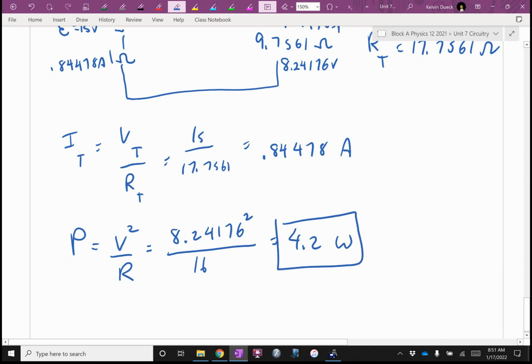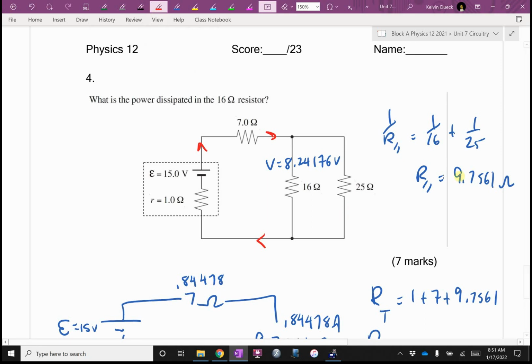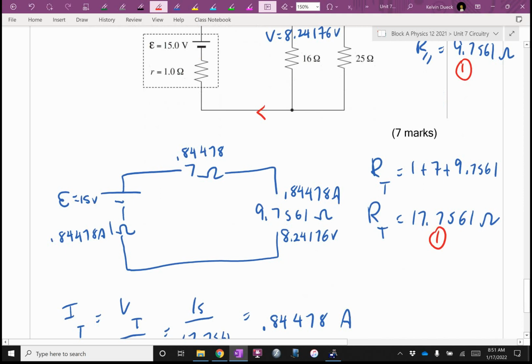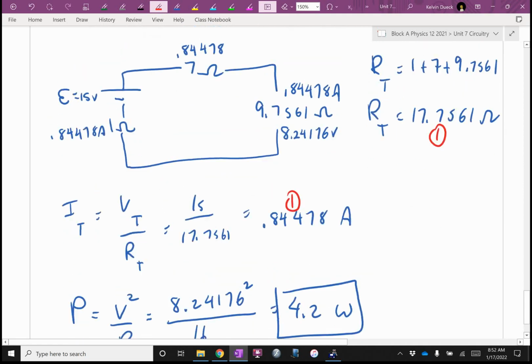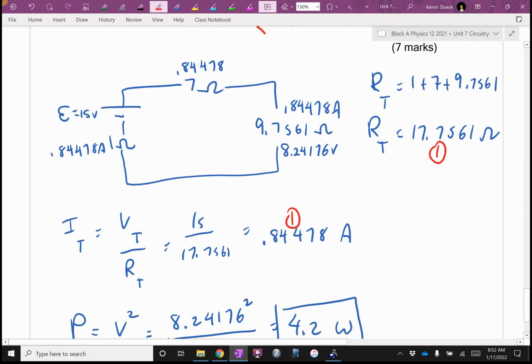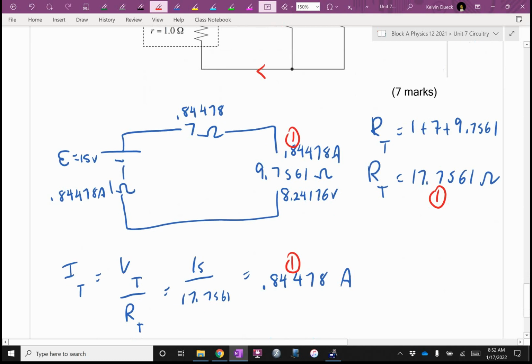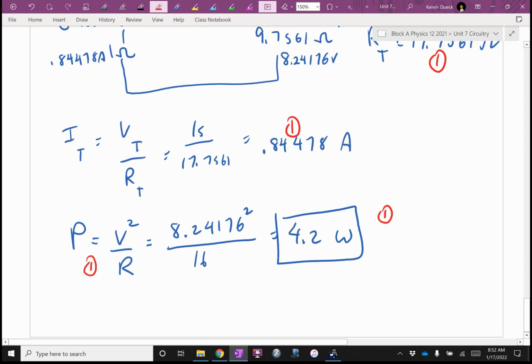I think that's right. If you got that, 7 out of 7. Otherwise, how would I give out part marks? I would definitely give 1 mark if I saw R parallel. I would give 1 mark if I saw R total. I would give 1 mark if I saw V total. There's 3. I would give 1 mark if I saw somewhere that you had calculated this voltage. That's 4. I would give you 1 mark if I saw that you'd clued in that it also went on there. That's 5. I would probably give you 1 mark if I saw a power equation and 1 mark for the answer. Probably something like that.